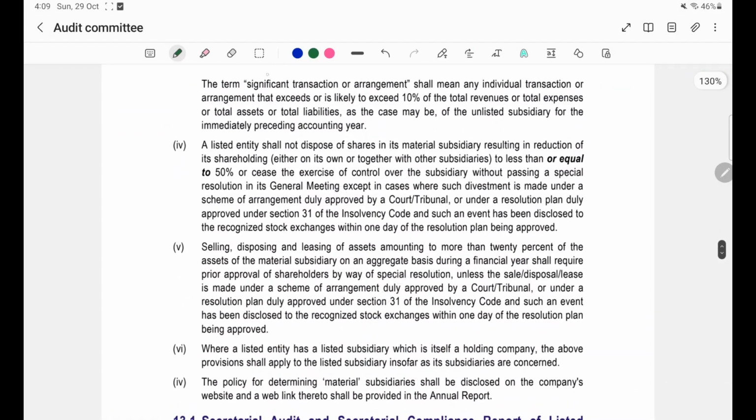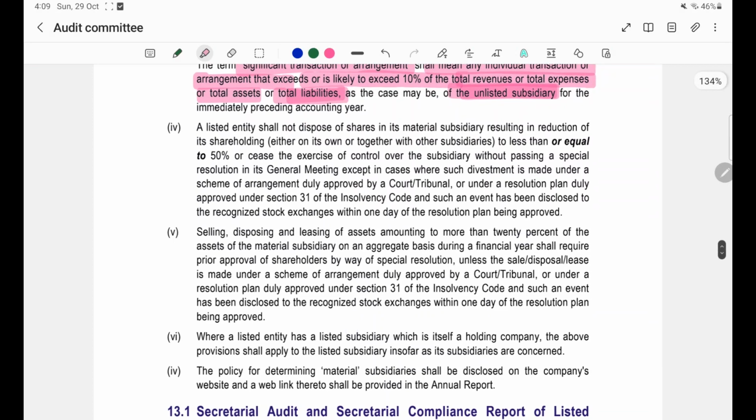Now the term significant transaction or arrangement shall mean any individual transaction or arrangement that again exceeds or is likely to exceed 10% of total revenue or total expenses or total assets or liabilities of what? Of the unlisted subsidiary.